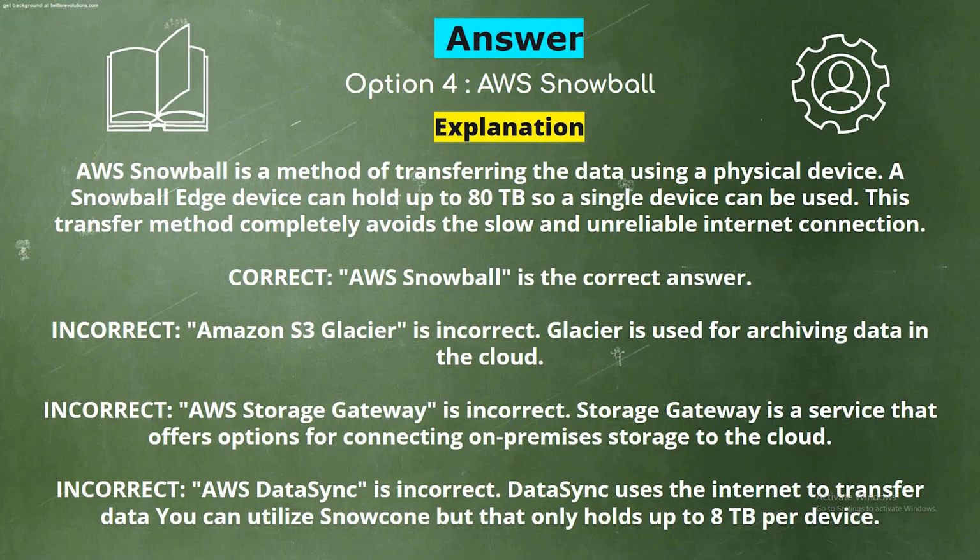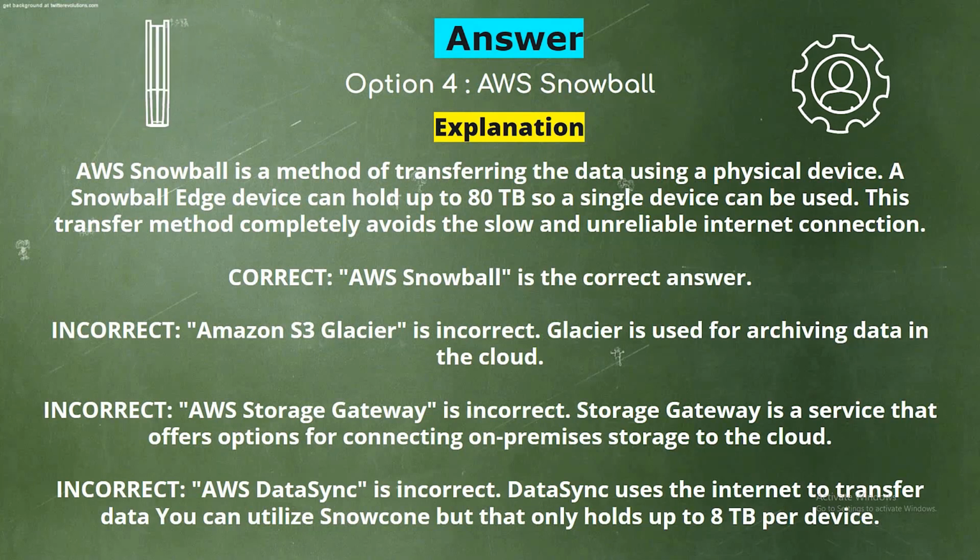A Snowball Edge device can hold up to 80 terabytes, so a single device can be used. This transfer method completely avoids the slow and unreliable internet connection. Correct, AWS Snowball is the correct answer. Incorrect, Amazon S3 Glacier is incorrect. Glacier is used for archiving data in the cloud.